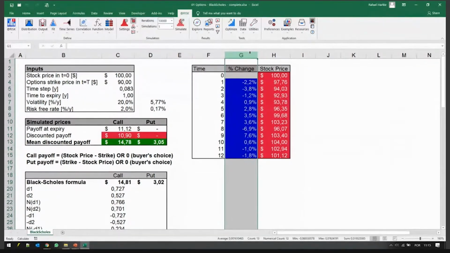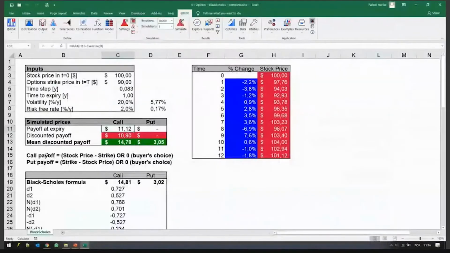It could be a basket of commodities. It could be the performance of a company. It could be anything. The simulation gives you the freedom and the flexibility to model anything you need. But once you model the changes in price and the final asset value at the expiration of your contract, you can then evaluate the payoff of your option at that point in time.